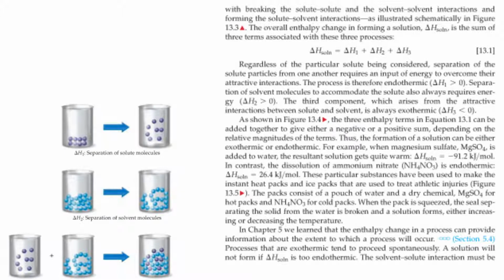In Chapter 5, we learned that the enthalpy change in a process can provide information about the extent to which a process will occur. Processes that are exothermic tend to proceed spontaneously. A solution will not form if the heat of solution is too endothermic.